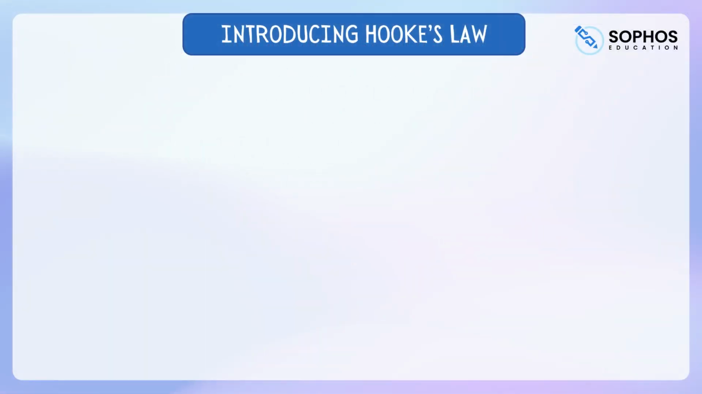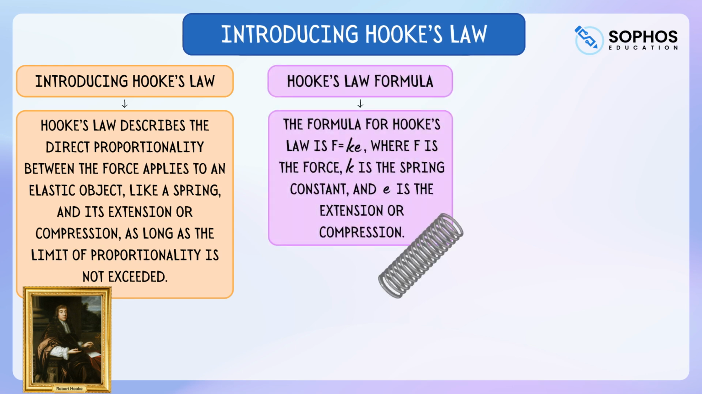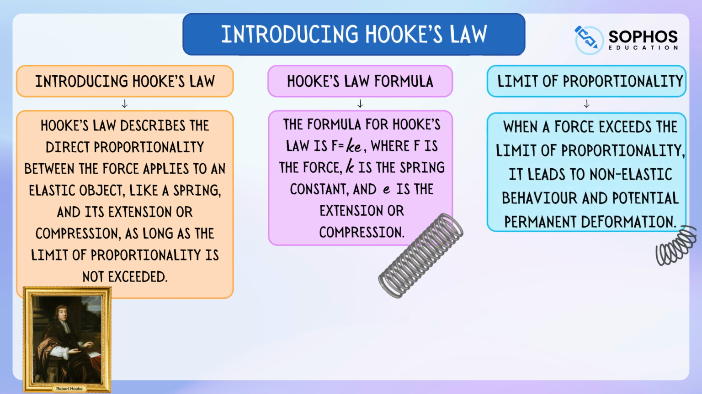In today's lesson, we delved into Hooke's law and the concept of the limit of proportionality. We started by understanding Hooke's law, which describes the direct proportionality between the force applied to an elastic object like a spring and its extension or compression, as long as the limit of proportionality is not exceeded. We learned the formula F equals kE, where F is the force, k is the spring constant, and e is the extension or compression. We then explored what happens when the force exceeds the limit of proportionality, leading to non-elastic behaviour and potential permanent deformation. By understanding these principles, we can better appreciate the behaviour of materials under different forces and apply this knowledge in practical scenarios.